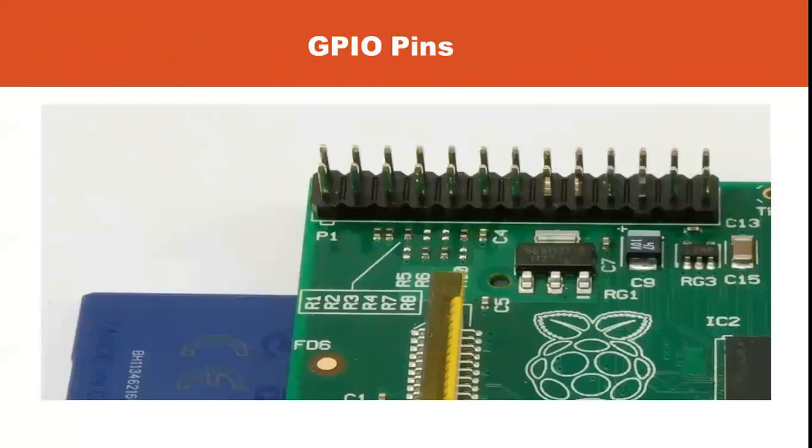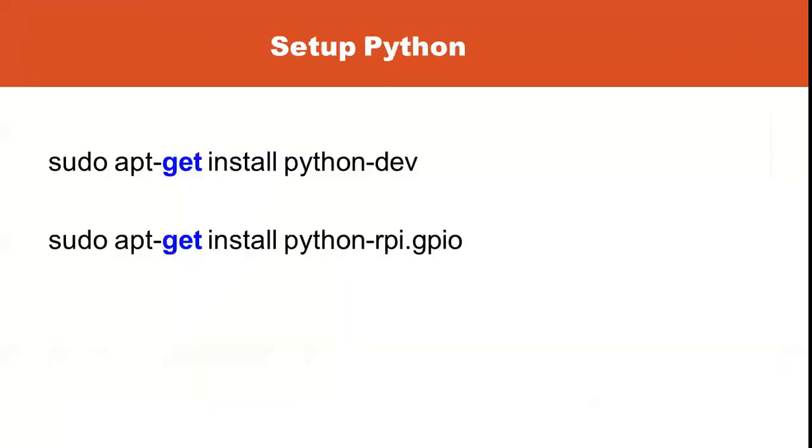So these are the GPIOs, general purpose input output pins. Just like we have it on an Arduino board, the GPIO pins are present on a Raspberry board also. So in order to set up the Python, we need to have the install command. So first, sudo apt-get install python-development. So sudo is the command to get into the super user mode. Then we can install the Python on the Raspberry Pi.